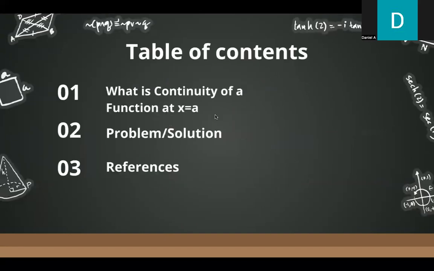So let's get this started, shall we, folks? We are going to review what was in the manual for this project. We're going to discuss what continuity of a function at x equals a is, and we're going to do the problem solution. And the third is just going to be our reference.